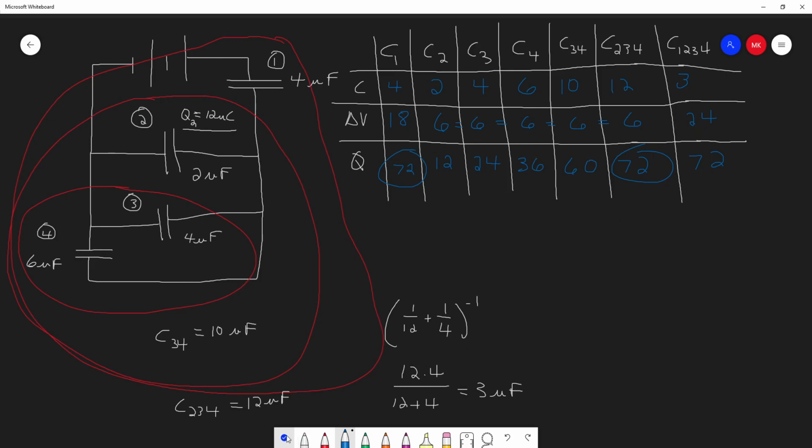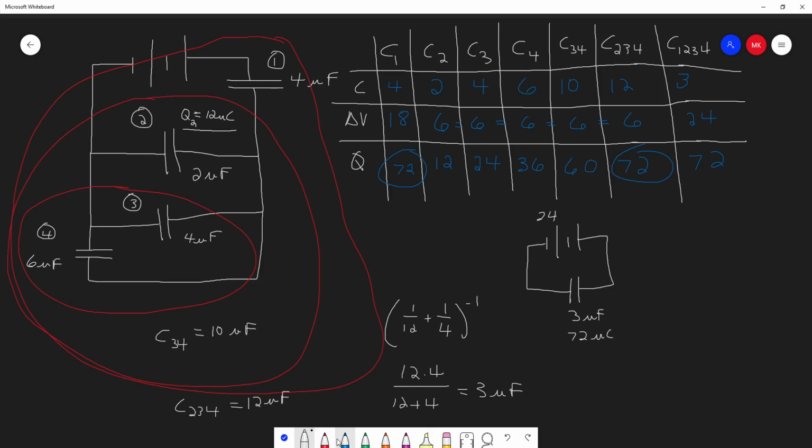Right. Well, now I have my whole table. I can just find my total energy stored in my capacitors. I have a circuit like this. I know this capacitance is 3 microfarads, has a charge of 72 microcoulombs, and my voltage drop is 24 volts, because that is the voltage drop across my capacitor.